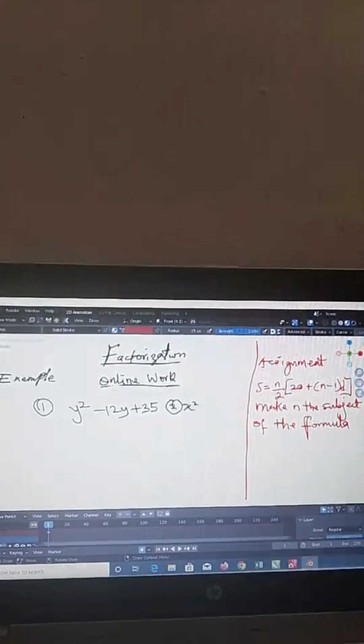x squared plus 5xy plus 6y squared. Try and solve it. It is your question. I'll give you time for you to solve.